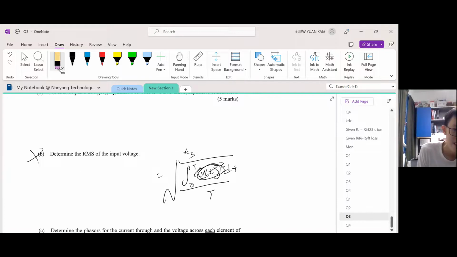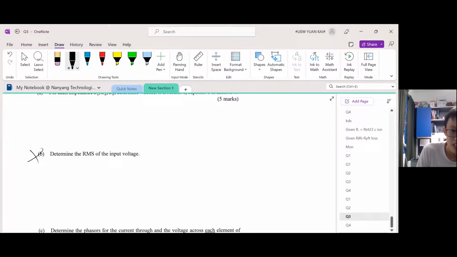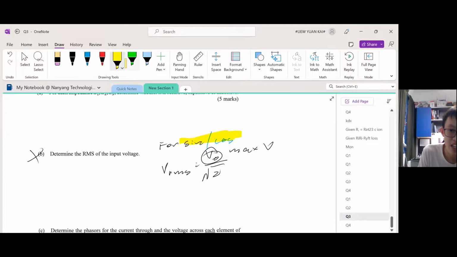This is going to be very hellish if you do it by hand. And honestly, it's not very difficult to remember that for sinusoidal, for sine or cosine, it doesn't matter, the RMS value is given by V0 divided by root 2. What's V0? V0 is the max voltage. And then divided by root 2.